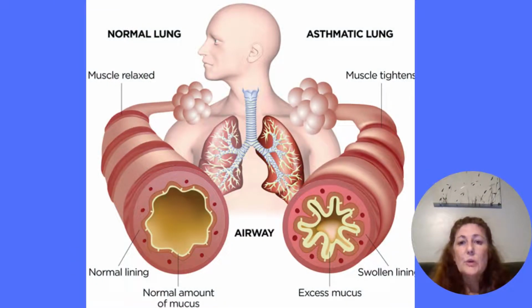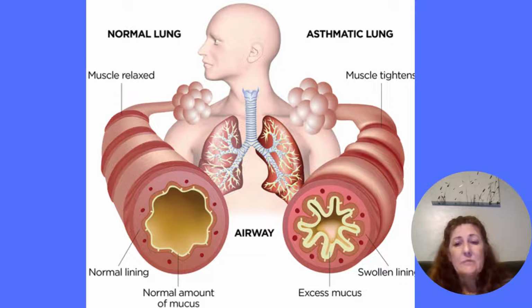In this picture here, you can get a good idea of the difference between the asthmatic lung and a normal lung. In the alveoli and the bronchioles and bronchi, if you can see, there's a lot of inflammation that occurs, and excess secretions. So the airways are much tighter, more constricted. It gets harder for people to breathe.